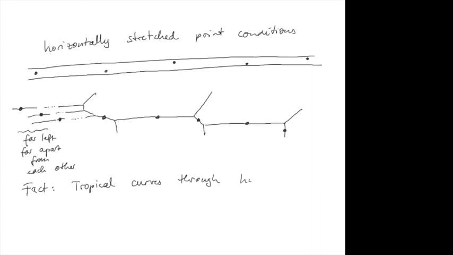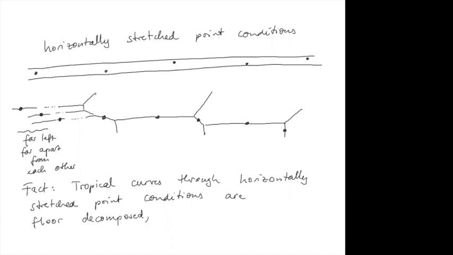And tropical curves through horizontally stretched point conditions are what we call floor decomposed. And floor decomposed means, in the dual subdivision, all vertical segments are there.